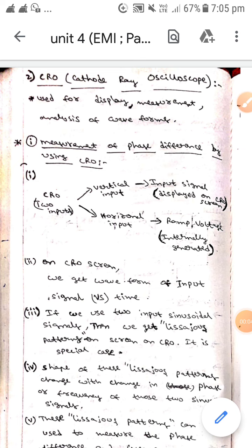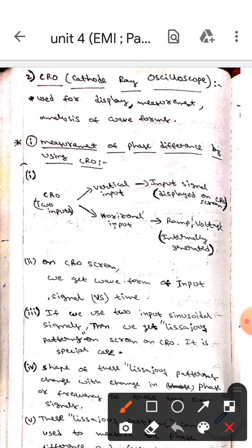Today we are here to discuss measurement of phase difference by using CRO. So let's get to the topic. CRO means cathode ray oscilloscope. Here it is used to display, measure, or analyze waveforms. So now let's get to the topic: measurement of phase difference by using CRO.